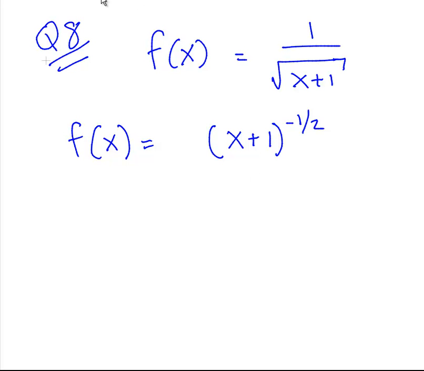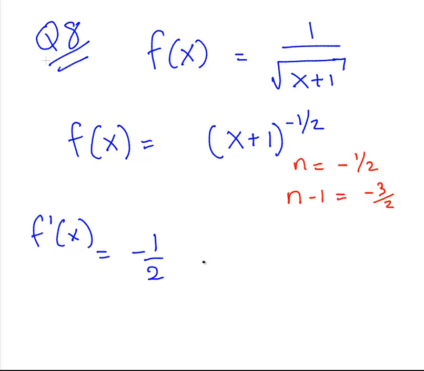Here n is equal to minus 1/2, so n minus 1 is minus 3 over 2. Be very careful with those ones. So minus 3 over 2. We use the same sort of idea then. Essentially the derivative is n, so that's minus 1/2, times x, or in this case x plus 1, to the power of n minus 1, so minus 3 over 2.